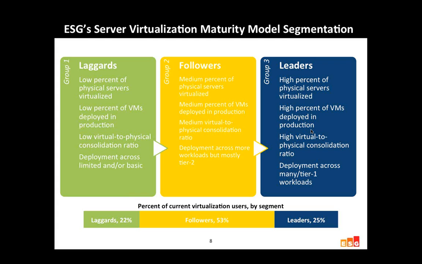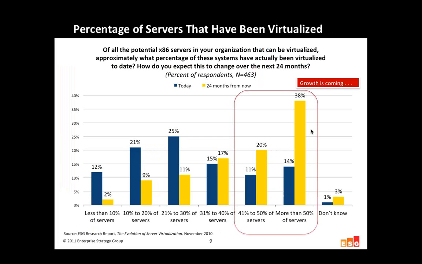overwhelmingly the majority of shops still represent within the "I'm way behind" stage or the "I'm following along" stage. A mere 25% of the overall market would we categorize as leaders, and even those that we categorize as leaders still are not at the 90% virtualized as a general rule. They're just higher and further along, and they're reaping more and more benefits as they progress, but they're still comparatively far below where they will be 24 months from now.